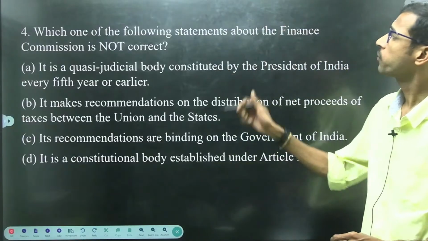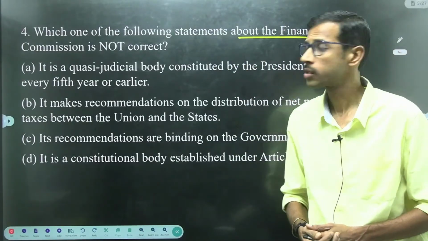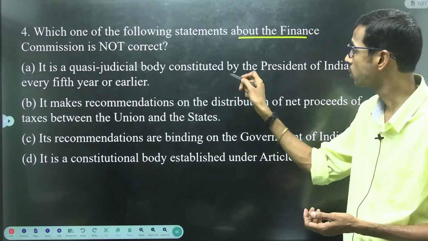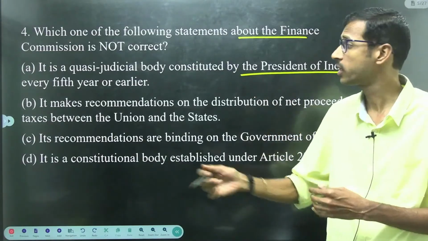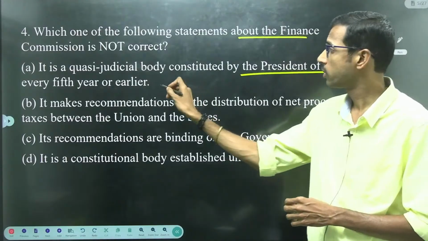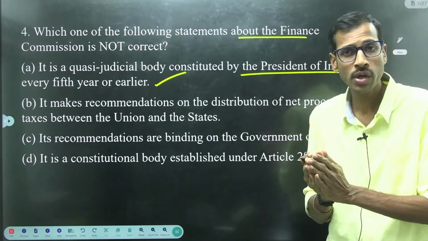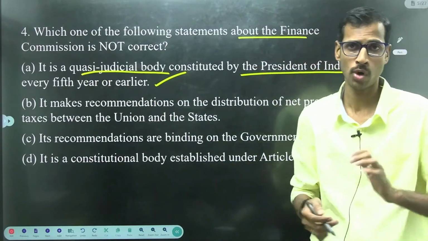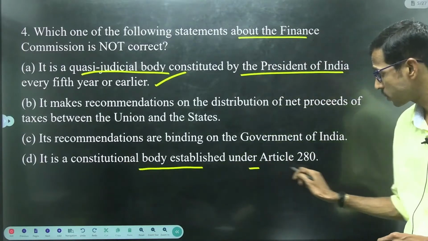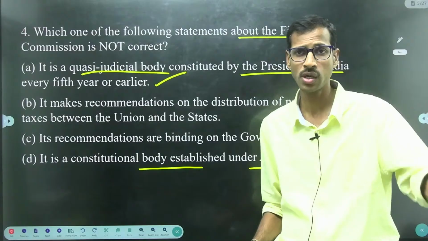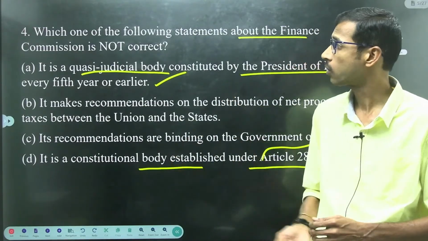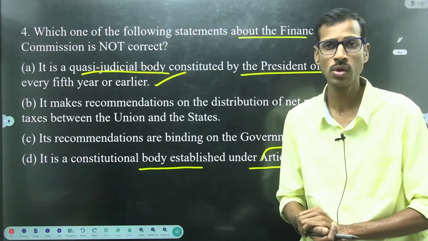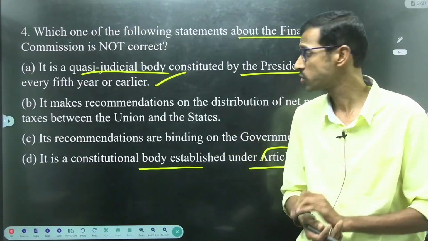Next, which one of the following statements about the Finance Commission is not correct? It is a quasi-judicial body. Is it a quasi-judicial body or not? It is constituted by the President of India every fifth year or earlier, right? So this is absolutely correct. The Finance Commission has a five-year term, and it is also a quasi-judicial body, right? It is a constitutional body established under Article 280. If you see the Election Commission or CAG, or the Finance Commission, all these are constitutional bodies only. We have already discussed this in the previous videos. If you have not seen them, please check those videos, right?